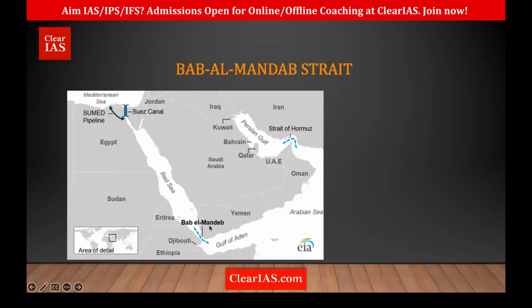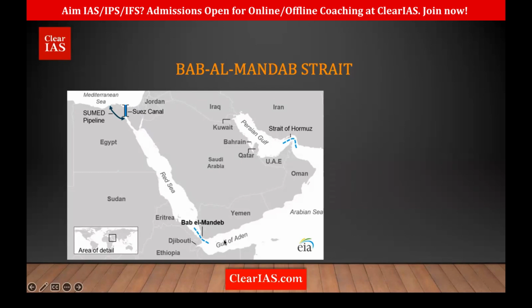On one side we have Yemen, and on another side we have Djibouti. Which are the two water bodies it connects? It connects the Red Sea and the Gulf of Aden. So the Bab el Mandab Strait connects the Red Sea and the Gulf of Aden.